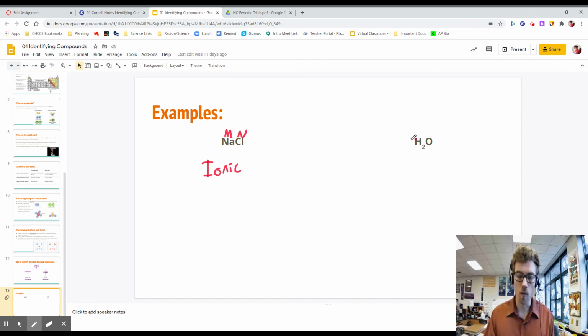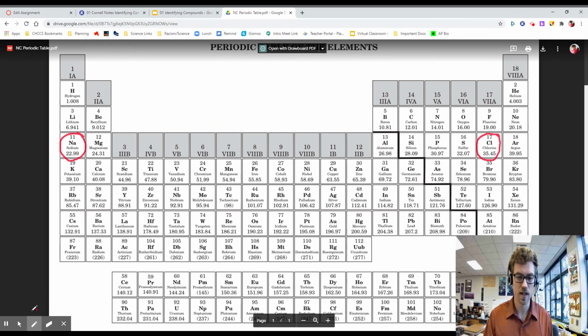If we take a look over here, we've got water, H2O. We're going to talk about this more later, but the 2 references only the H. These subscripts only reference the one that comes in front of it, right? So the H is hydrogen. Let's go to our periodic table. Hydrogen is up here. So let's get rid of these. So there's hydrogen, and then here is O.